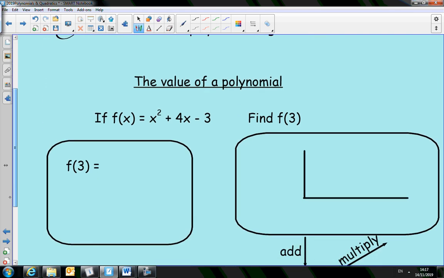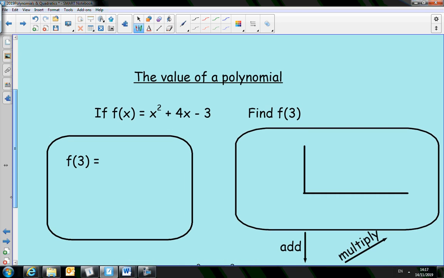So we're going to be looking at the value of a polynomial. We can use something called synthetic division, which gives us a quick way of evaluating functions. Let's have a look back at how we still do evaluating functions. All we have to do is substitute this 3 into the function x squared plus 4x take 3. So that would be 3 squared plus 4 times 3 take 3. So that would be 9 plus your 12 take 3, which indeed would give you 18.